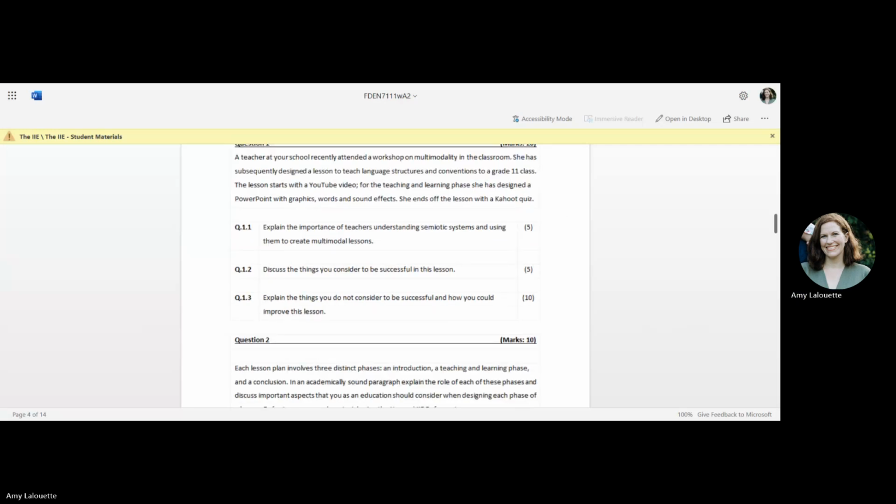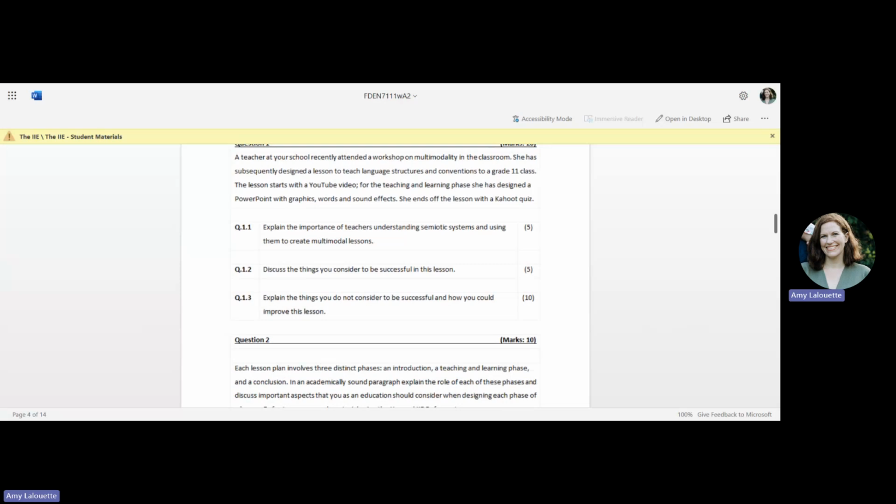Okay, so number 1 is the theory question. Explain the importance of teachers understanding semiotic systems and using them to create multimodal lessons. So remember, semiotics refers to anything that is used to convey information. So we can break it down into different semiotic systems: visual, verbal, written, kinesthetic.